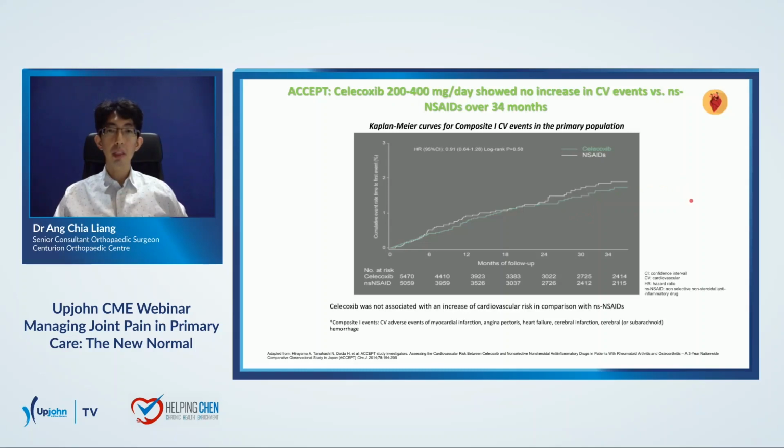Looking at cardiovascular side effects, Celebrex 200 to 400 milligrams per day showed no increase in cardiovascular events versus NSAIDs over 34 months. And this is something that is definitely important because as we know, some other COX-2 inhibitors had actually had documented relationship with increased cardiovascular side effects.